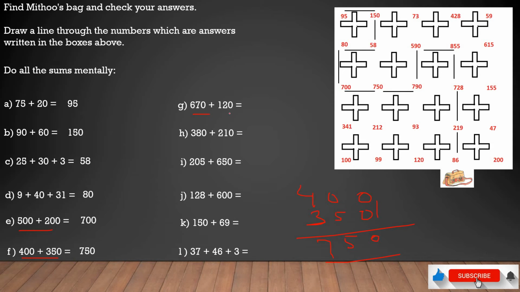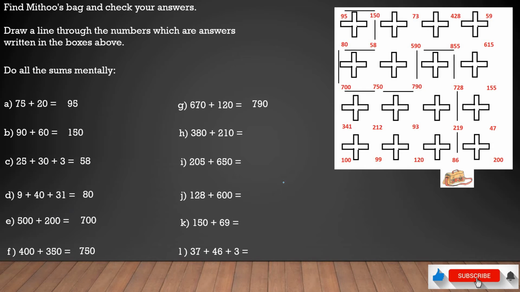Next question, 670 and 120. We'll add these two numbers again, 670 and 120. So 0 and 0 will give you 0, 7 plus 2, it is 9, 6 and 1, 7. So this is 790.